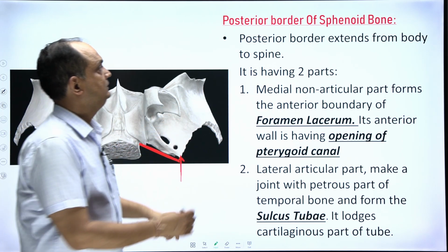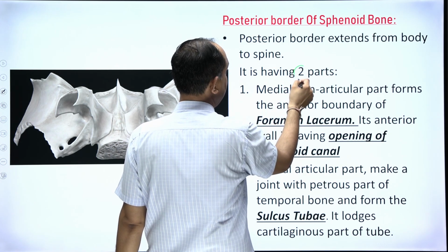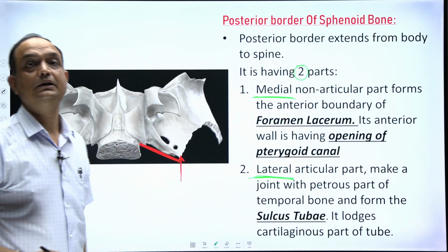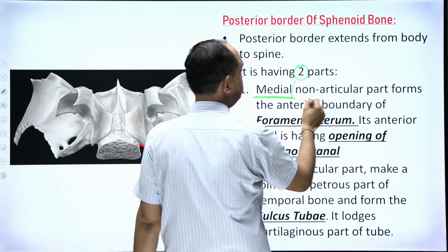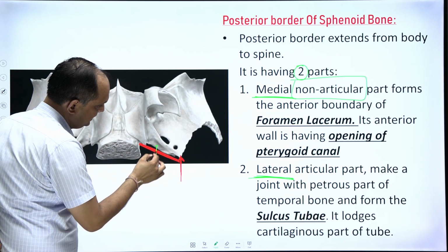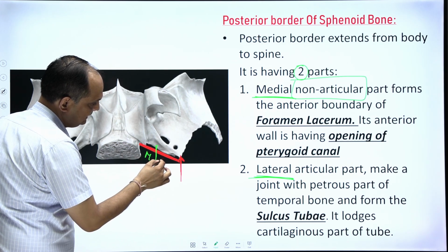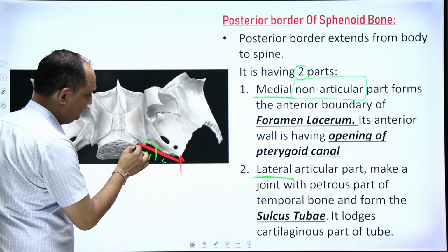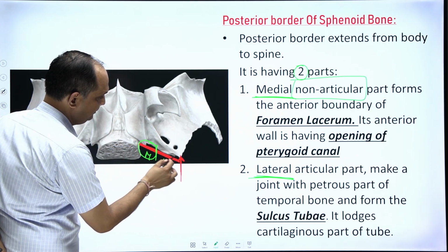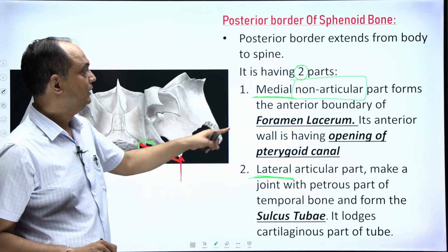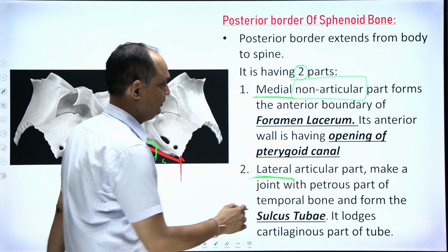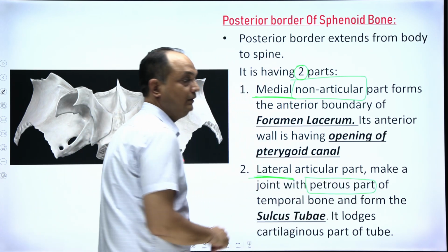Clear? Now, this posterior border is again divided into 2 parts, medial part and lateral part. The medial part is non-articular. So again here you will divide this into 2 parts: this is the medial part, this is the lateral part. This medial portion of the border is non-articular. This lateral portion of the border is articular, and it articulates with the petrous part of the temporal bone.